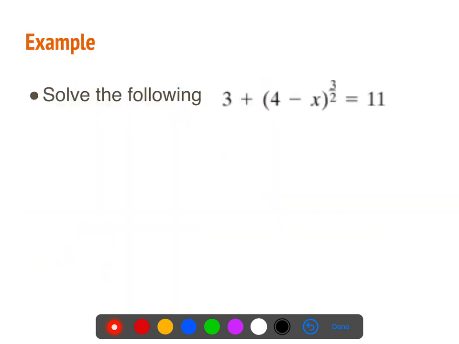Again, the check you don't have to write down. You can do that in your calculator or in your head. But I do want you to know that if we didn't check, it would be extraneous. All right, let's try another.